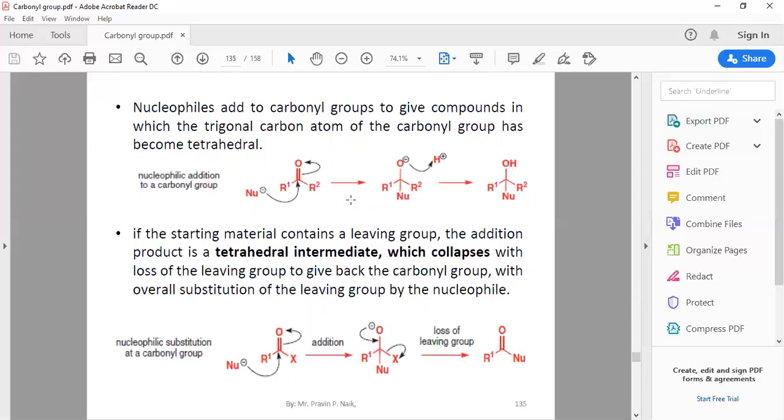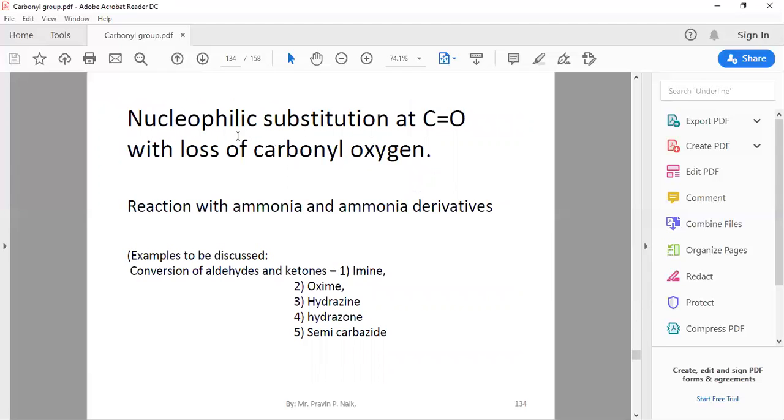If you see this reaction mechanism, what it explains in the first step, this is the nucleophilic addition reaction mechanism. The nucleophile attacks, and the oxygen gets protonated to form alcohol. But in this case, this is a nucleophilic substitution reaction. And why does the substitution happen? Because the X is a good leaving group and therefore it leaves and the substitution occurs. So we are discussing here the substitution at carbonyl oxygen. This oxygen is going to get substituted, so substitution with loss of carbonyl oxygen.